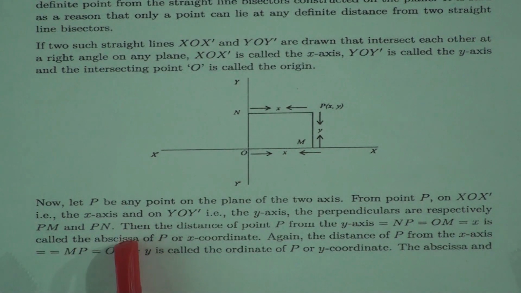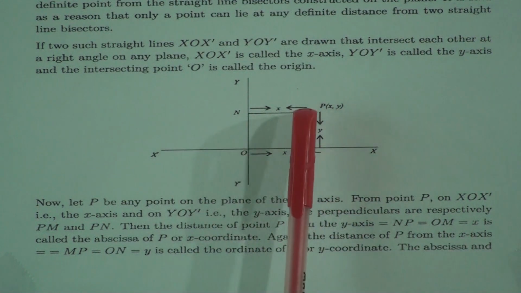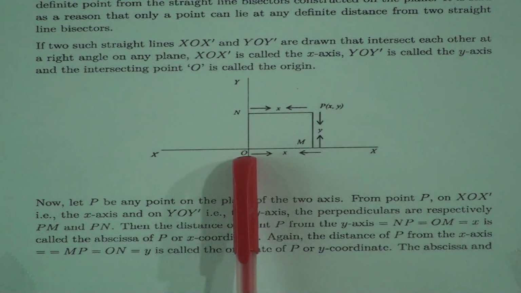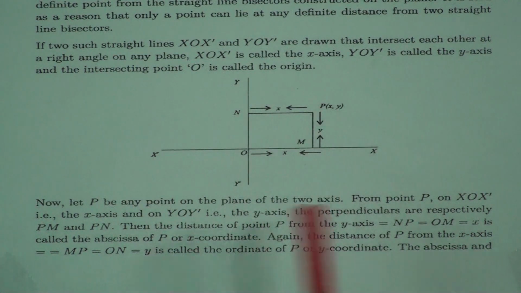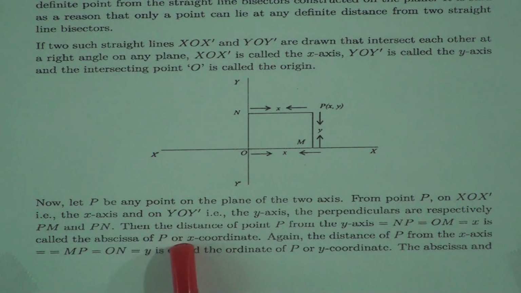Okay, the distance of point P from the y-axis is NP, equal to OM, equal to x, and is called the abscissa. It means the distance of the point from the y-axis, or the vertical axis, is known as the abscissa of P or the x-coordinate. So this is called the abscissa of P or x-coordinate.